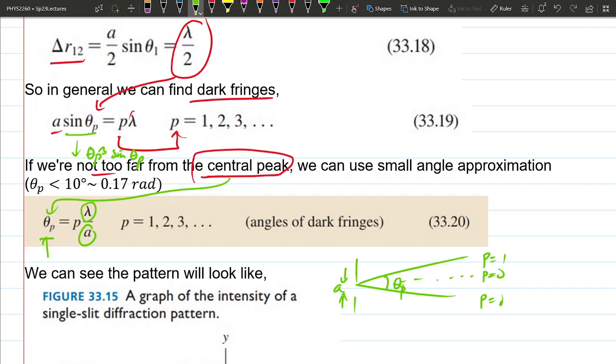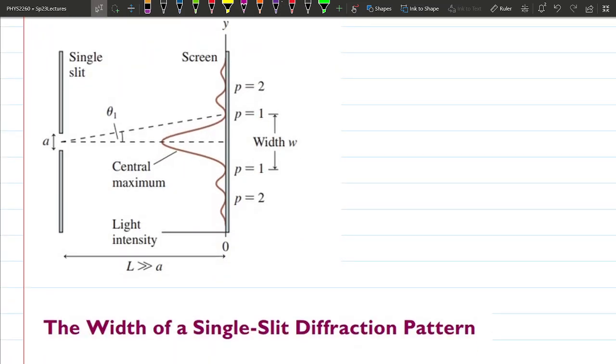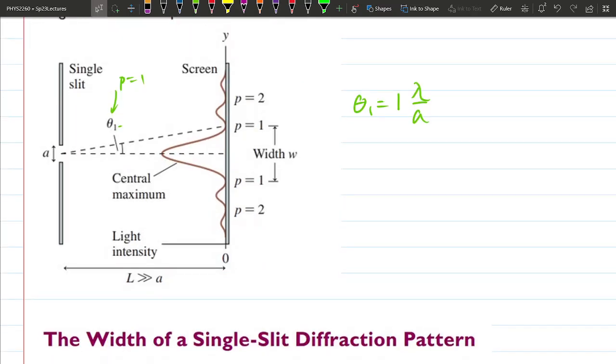So what happens is that you're going to see patterns like this. I could have just scrolled down. For example, for p equals 1, this will give you theta 1. And this theta 1 is going to obey this equation here, where for p equals 1, that's just going to be 1, the wavelength divided by the width of the slit. Pretty simple.